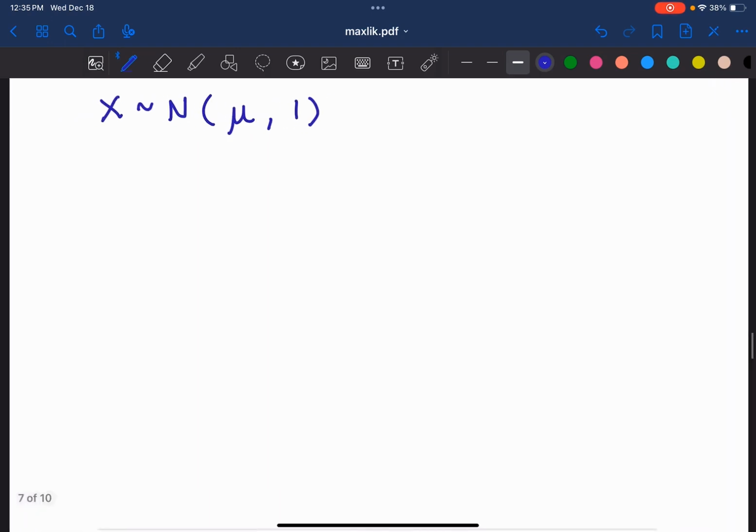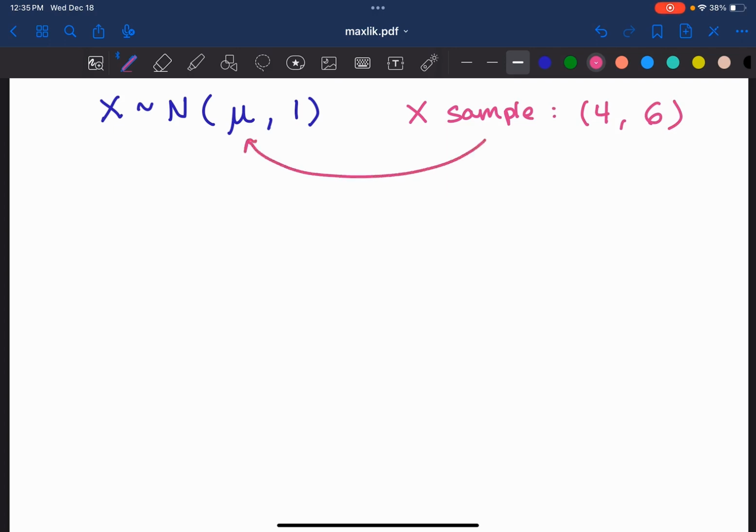We want to take a sample of x, say that x sample is 4, and then it turned out to be 6. We want to use this sample to estimate mu here. And we're going to use the method of maximum likelihood.